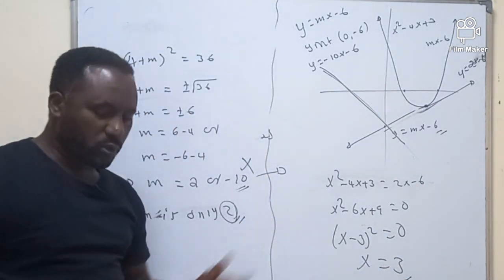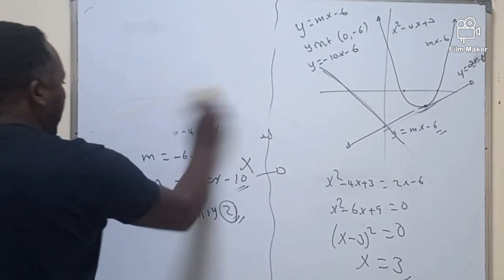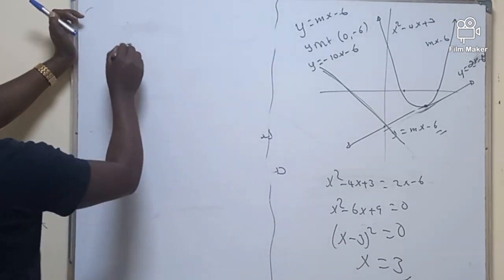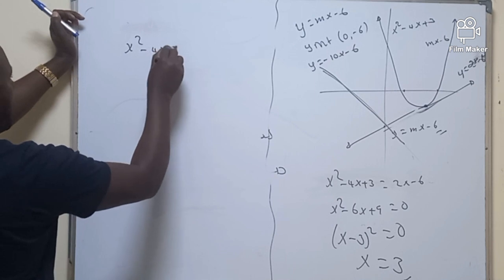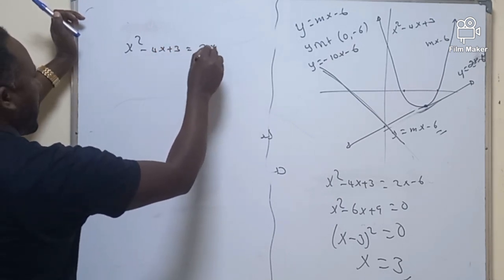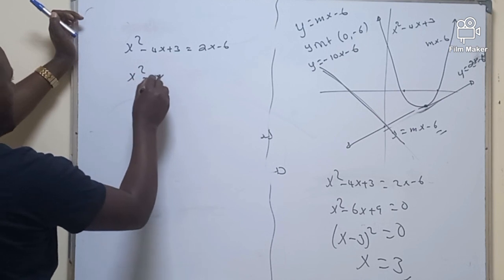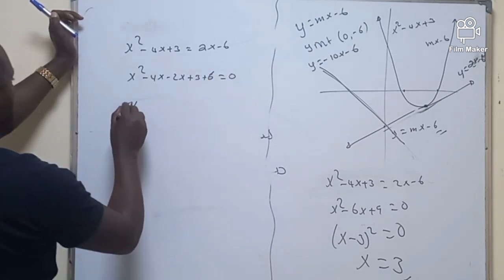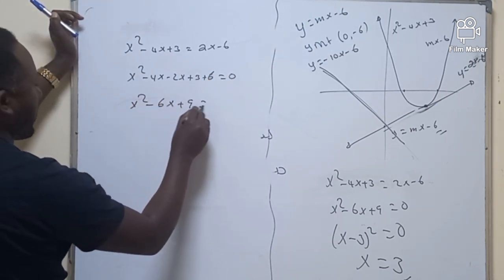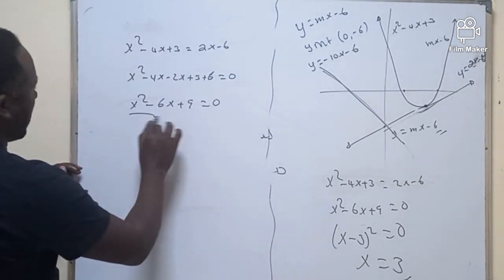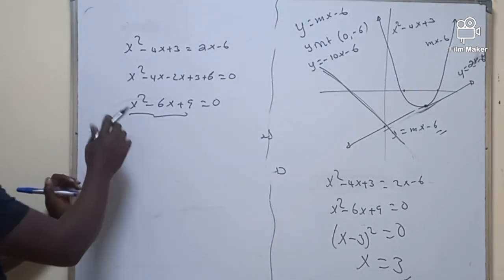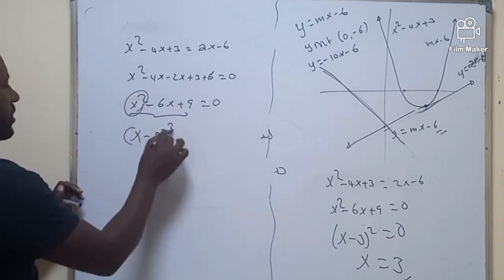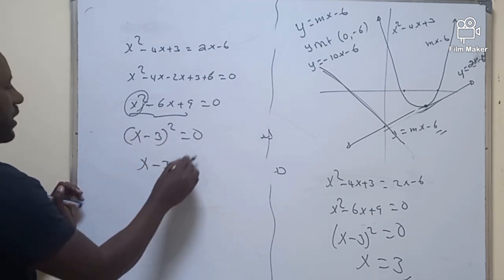So look how we are going to do this problem. What you have to be careful about here is that you have x squared minus 4x plus 3 equals 2x minus 6. So x squared minus 4x minus 2x plus 3 plus 6 is going to be 0. x squared minus 6x plus 9 is going to be 0. I'm repeating. What does this mean? This is a perfect quadratic expression. What's the square root of x squared? x. What's the sign? Minus. What's the square root of 9? 3. The whole square is going to be 0. So x minus 3 is going to be 0.